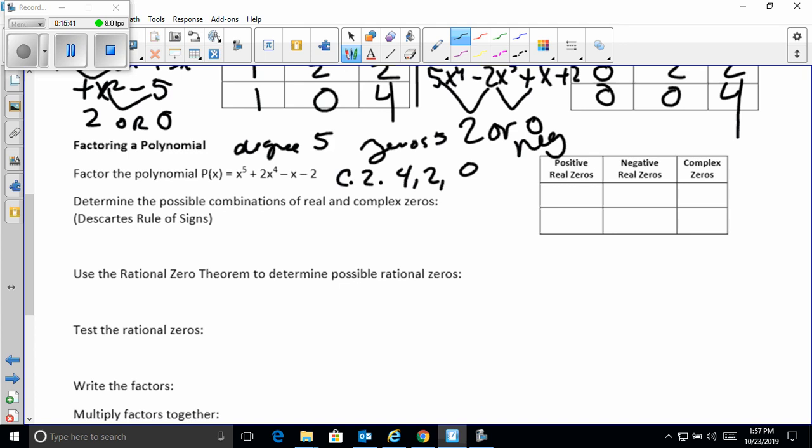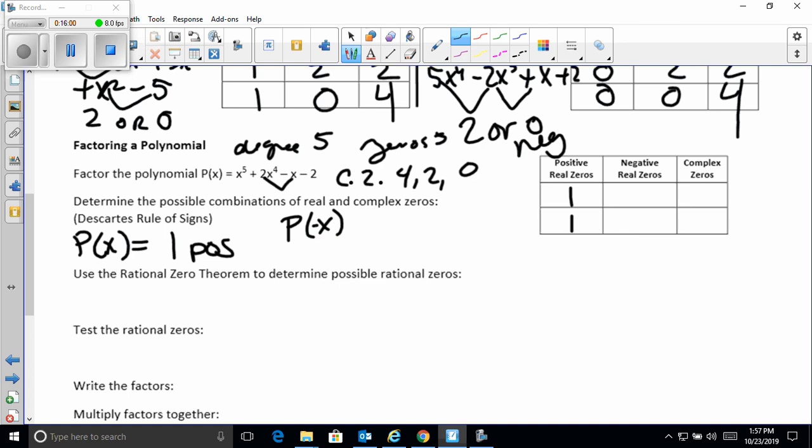So using the rule of signs, I see one sign change. So for my positive x, I have one positive. That's it. There's just one. So positive, I have one option. 1.